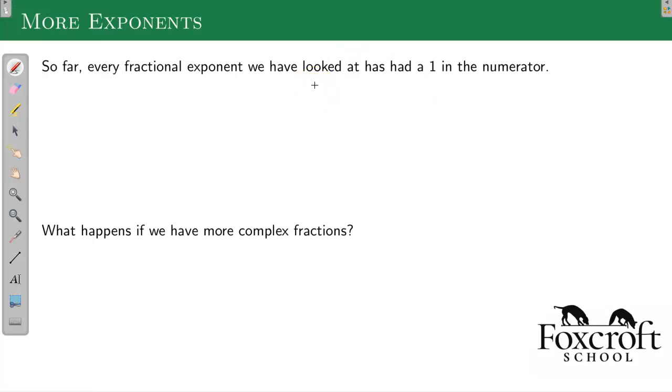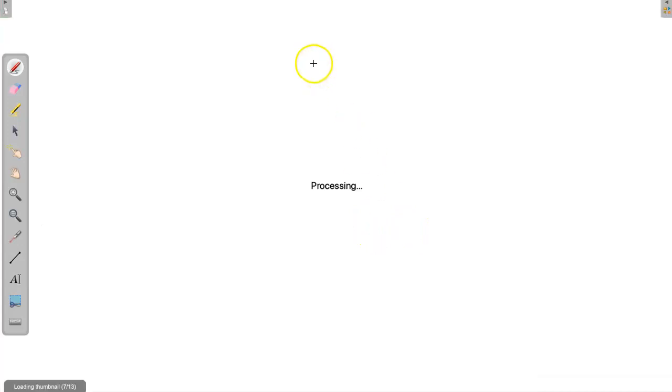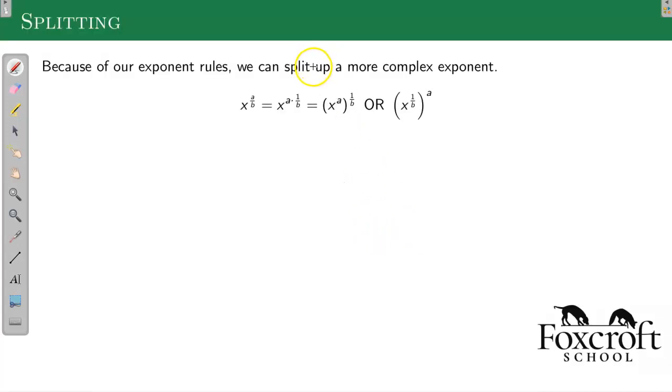So far, every fractional exponent we've had has just had a 1 in the numerator. But what happens if we have more complicated fractions, like 3/2, instead of just 1/2? What we're going to do is split it up into its 2 parts. If we have a over b, that is the same as a times 1 over b. So we're going to separate the whole number part, the top part, from the fraction part. And then we can think about this in 2 different ways. If we combine these double exponents, it's multiplication, so we can combine them in either way.